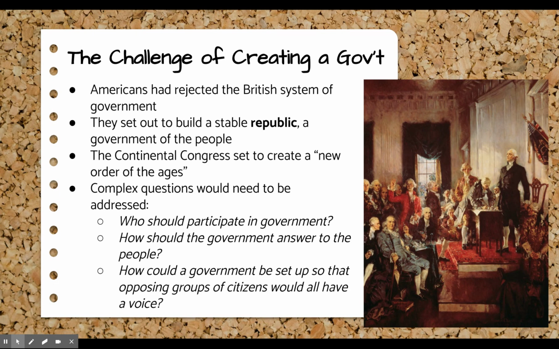The Continental Congress set out to create a new order of the ages. Some of the complex questions that would need to be addressed were: who should participate in government? Who's going to vote? Who's going to hold political office? How should the government answer to the people? How could a government be set up so that opposing groups of citizens would all have a voice? These, again, are very complex questions. Do they have answers? We will see.